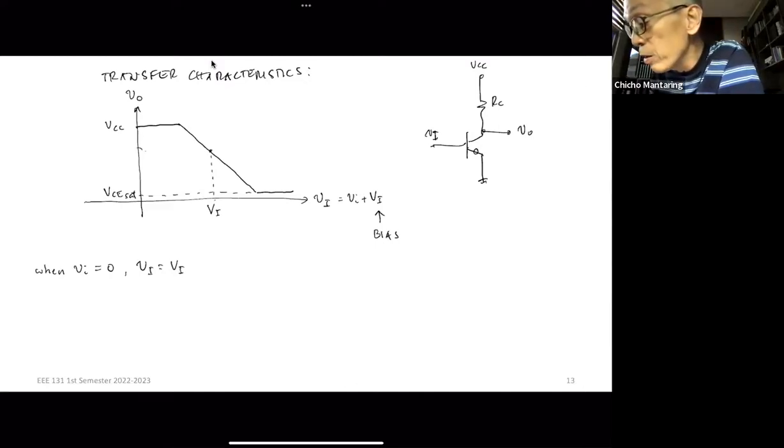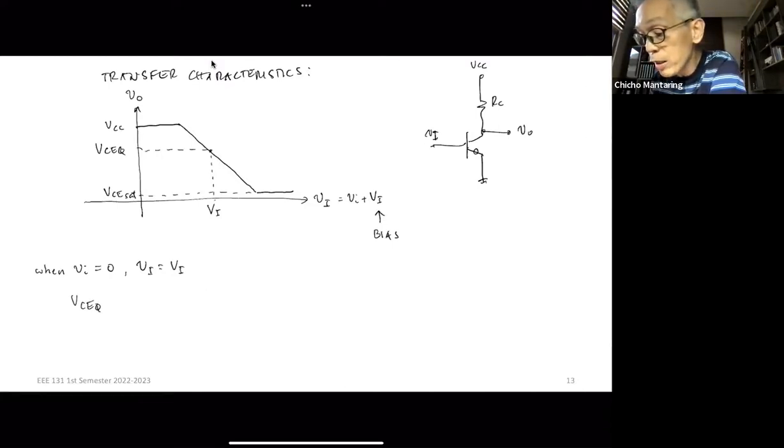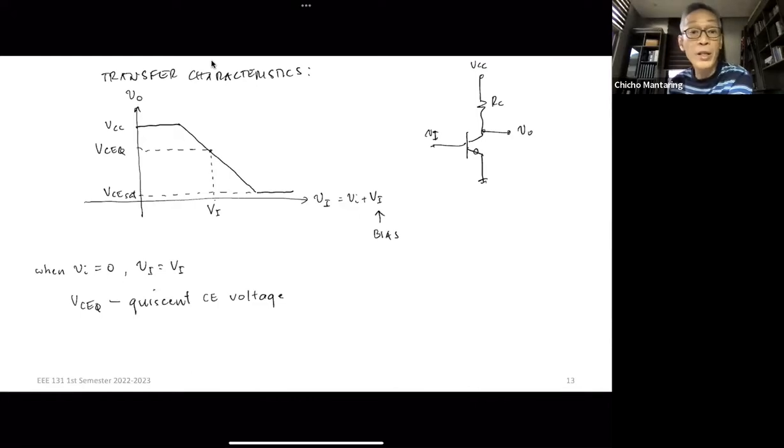Okay, itong point na to, we call this VCEQ. No? Where VCEQ, this is your quiescent collector to emitter CE voltage. Quiescent collector to emitter voltage. That is the output of your amplifier when your input signal is equal to 0. When V small I is equal to 0.